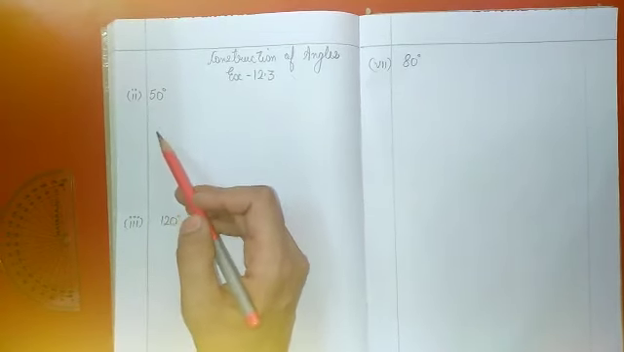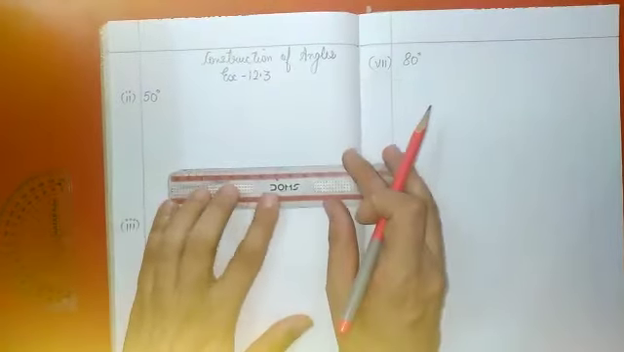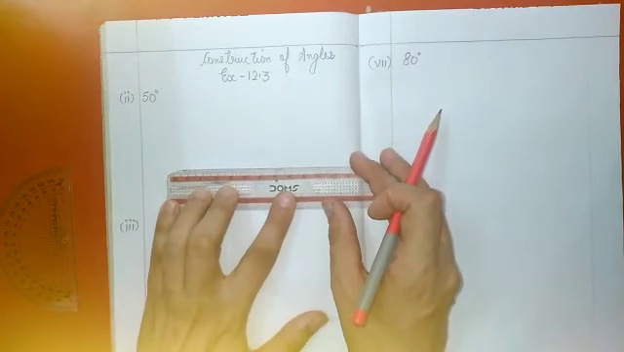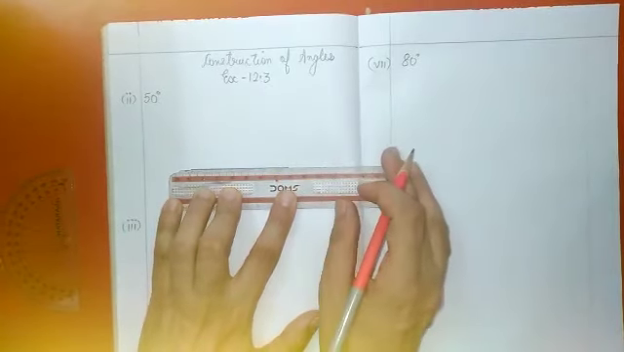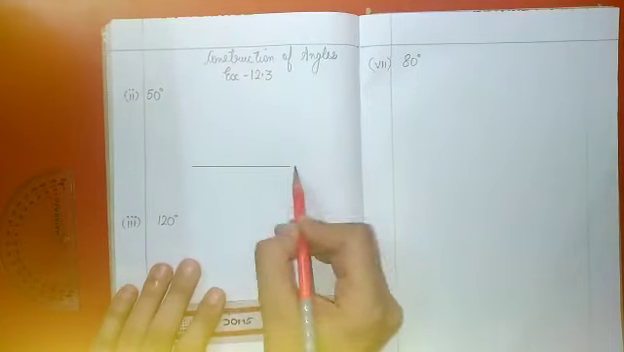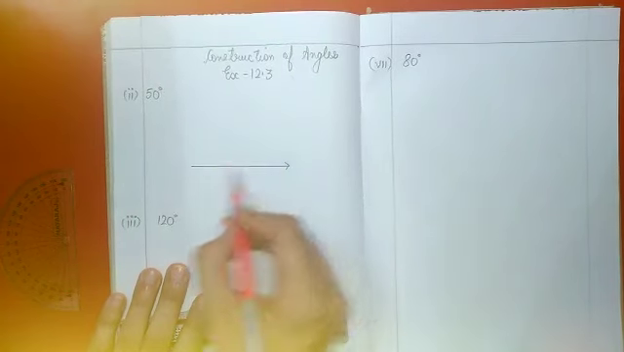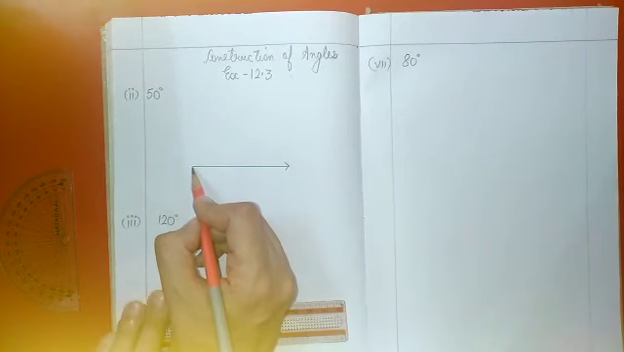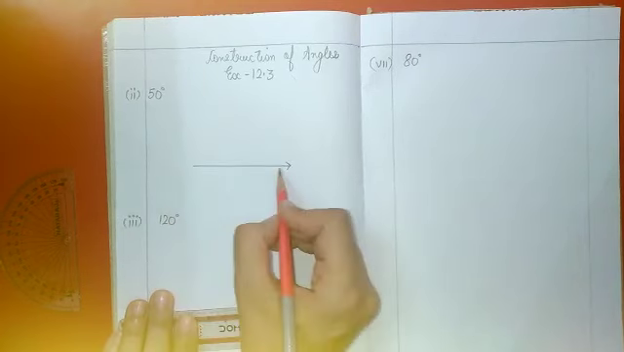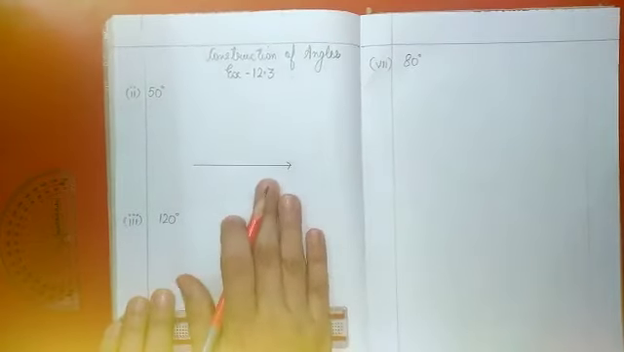So what is step number 1? Step number 1 is to first draw a ray. The ray should be straight, because if you draw a slanting ray or a slanting line segment, your angle will not be correct. It has to be a straight ray. This is my ray, and this arrow shows that this ray is going and going. This is the initial point of my ray. So my first step is done: I have drawn a ray.